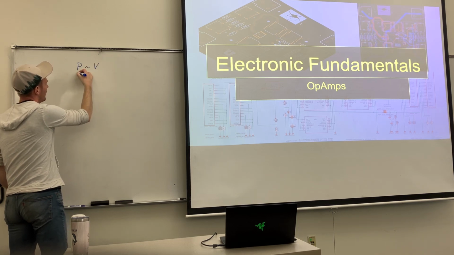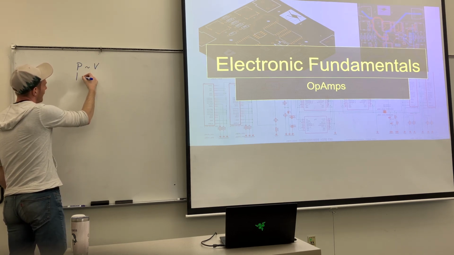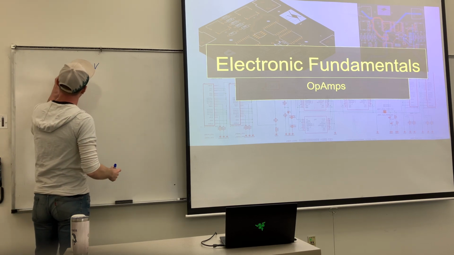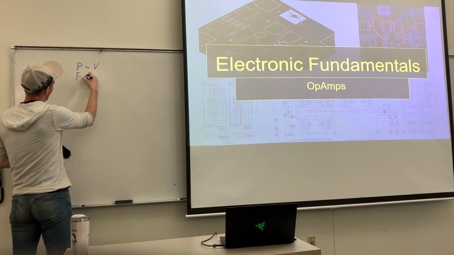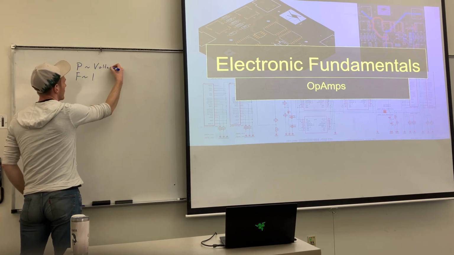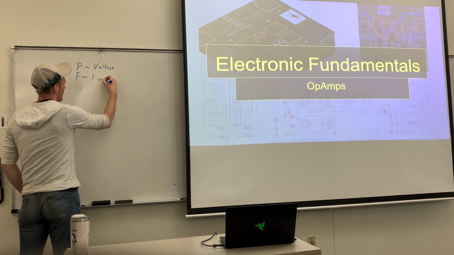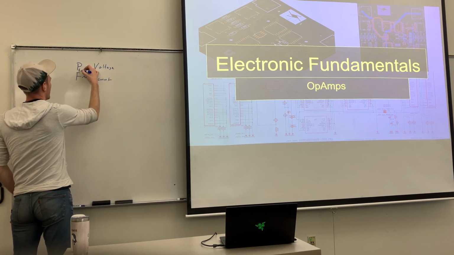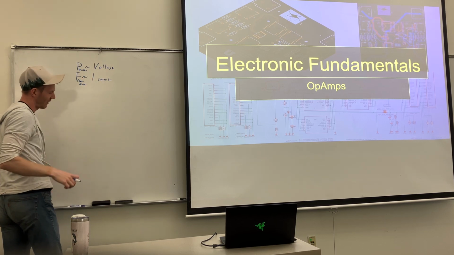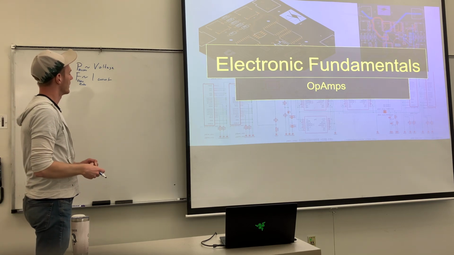Pressure is voltage. Flow, I guess I'll just call it F. Voltage. Flow rate, which isn't generally represented by F, but it doesn't matter, this is not a formal class.